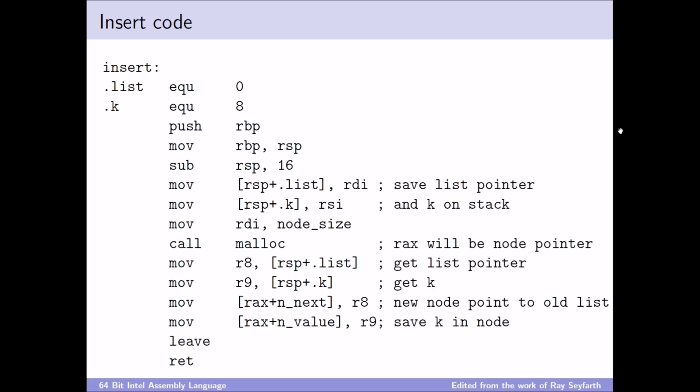Okay, so now that we have this in check, the first thing, as I mentioned, is I'm going to store the pointer to the old list in RAX plus n_next, and then I'm going to save the value k into n_value. Okay, so my new node object's values have been filled in. Then I can simply return, and this will return RAX, which is again pointed to our first node of our new list, and it's also going to be the pointer in some sense to our newly created node.